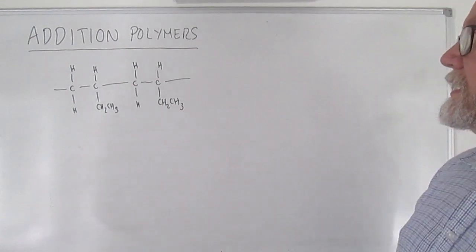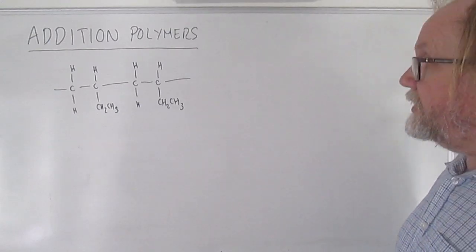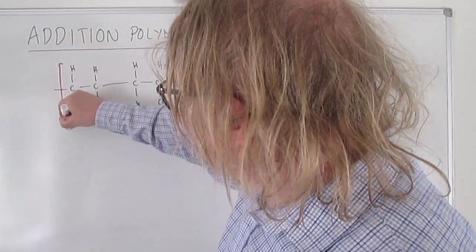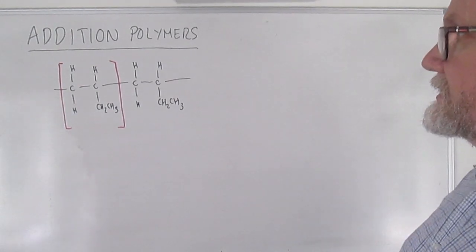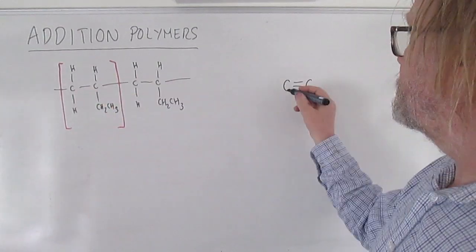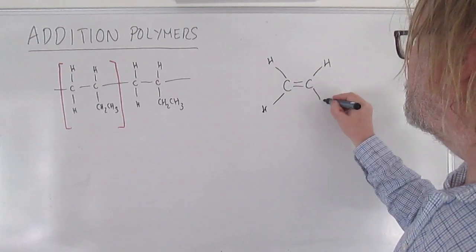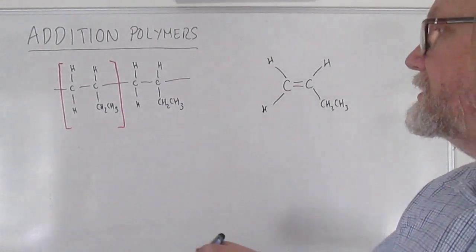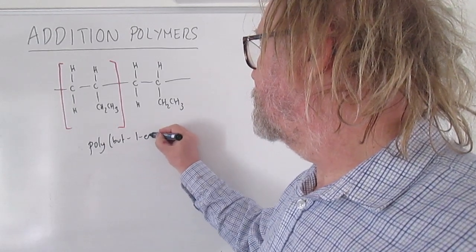Here's another example. Again, this is a snapshot of a fragment of a polymer chain. Again, you can easily work out what the monomer was by drawing the bracket around the repeat unit like this and saying, right, okay, those 2 carbons become these 2, and then we get H and H and H and CH2 CH3, so but-1-ene is the monomer. So this is polybut-1-ene, the name of the polymer.